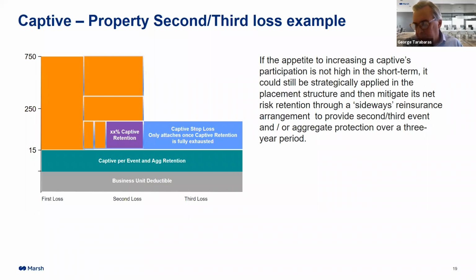effectively 50% of 50 million per event, that is 25 million of reinsurance protection and 50 million in the aggregate, stretched over 3 years to reduce the cost, and then only respond though after the captive's first 25 million has been exhausted. So that's just an illustration of both how the captive may be used strategically to elevate part of the tower and get some benefit from that, and then how we would protect it through a sidecar protection, second event, third event. Thank you, George.